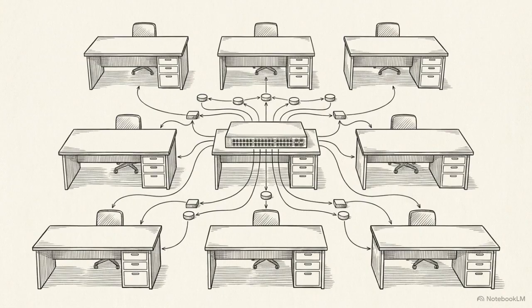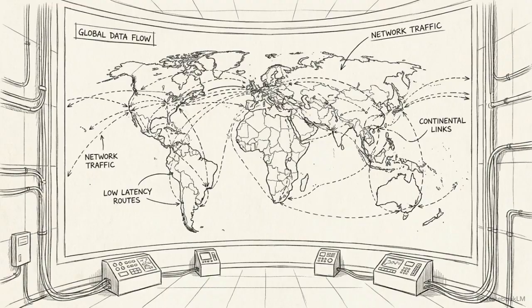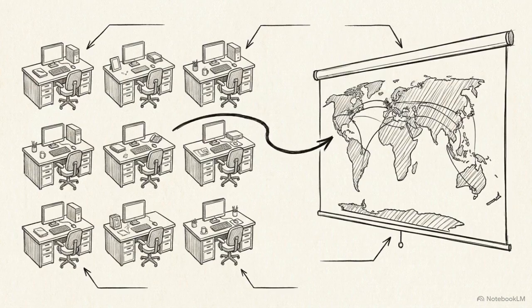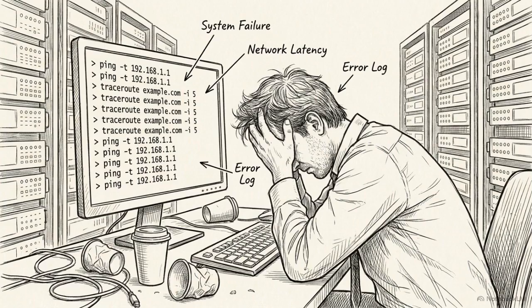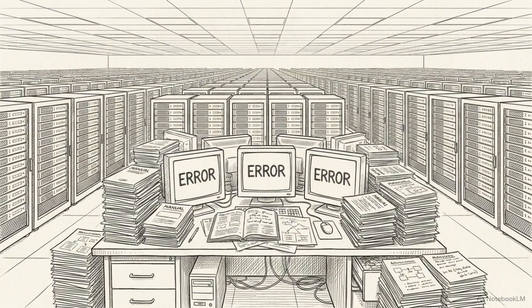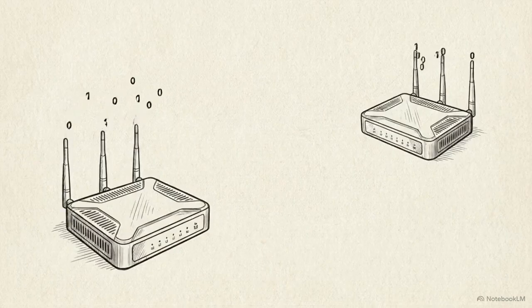Switches organize the local room. Routers calculate the overarching global map. Together, they make inter-network communication possible. A network administrator can manually program a routing table using a method called static routing. But manually updating every path is incredibly slow and entirely unscalable for the modern internet. The solution is dynamic routing protocols.